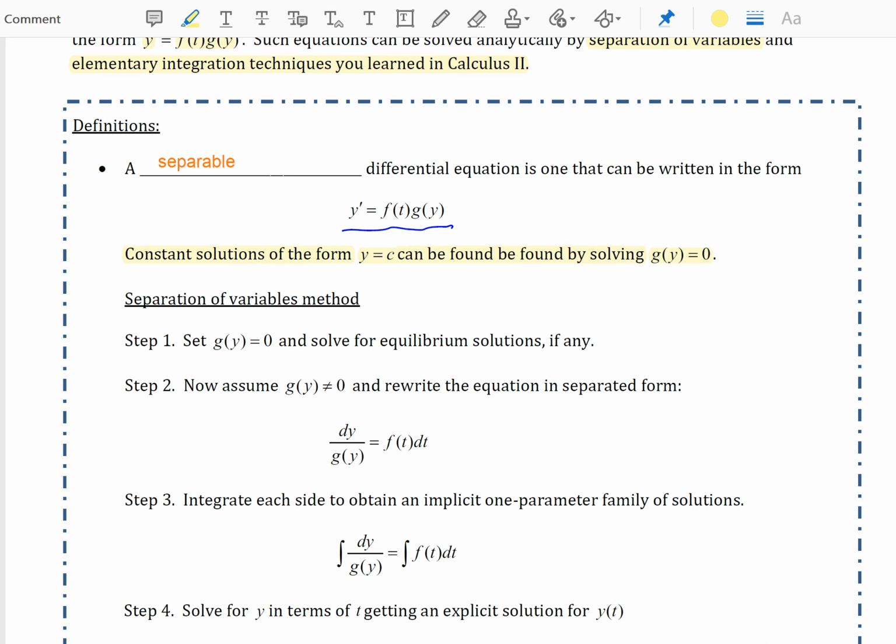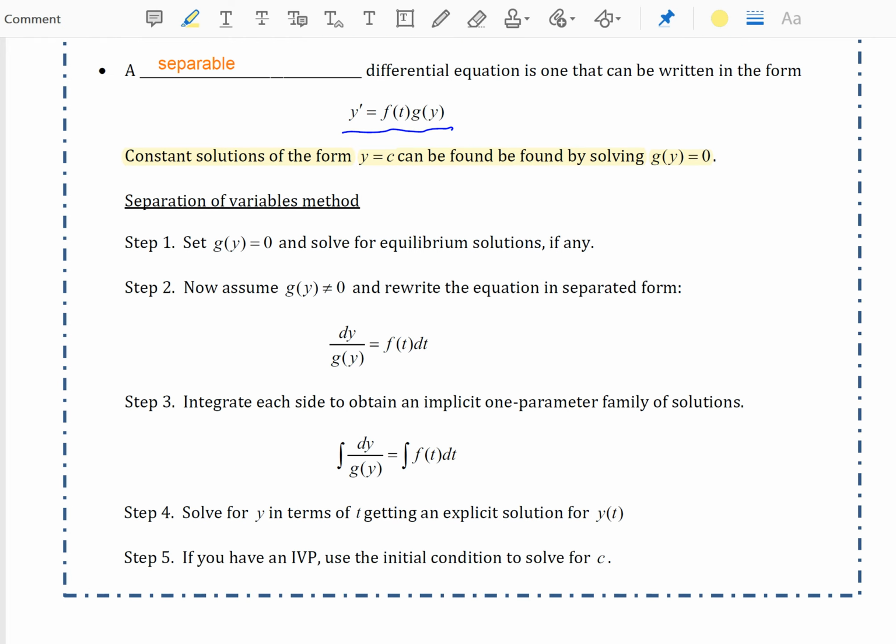The separation of variables method has 5 steps. Step 1. First set g of y equal to 0 to solve for any equilibrium solutions that may occur. Now, assume that g of y is not 0 and rewrite your equation in the form dy over g of y is equal to f of t dt.